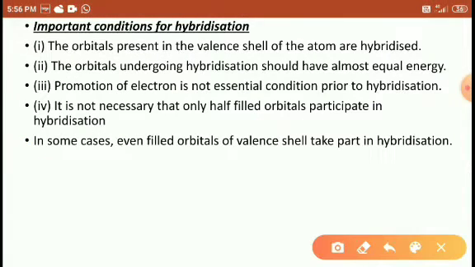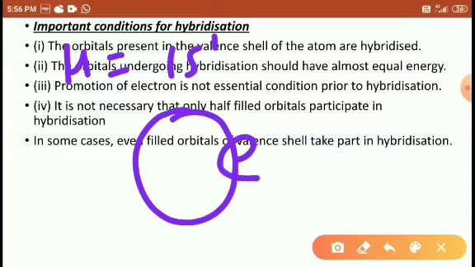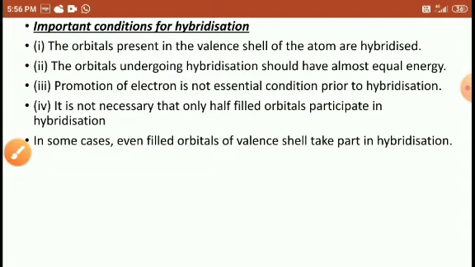Okay, important conditions of hybridization. The orbitals present in the valence shell of the atom are hybridized. Only the valence shell electrons hybridize here, right? For example, students, I will show you. Hydrogen: 1s1. s means the electron is spherical. This is the nucleus, and the valence is 1. So only the s orbitals are intermixing here, right? Only the outermost electrons are intermixing.